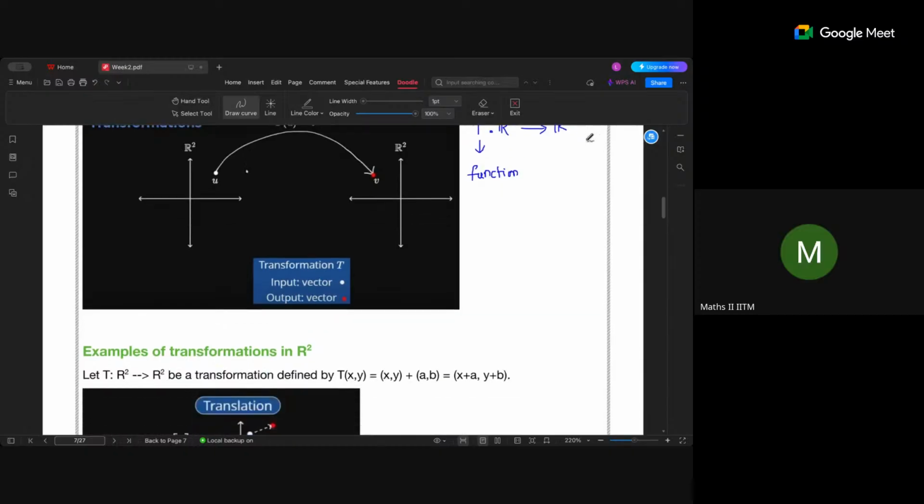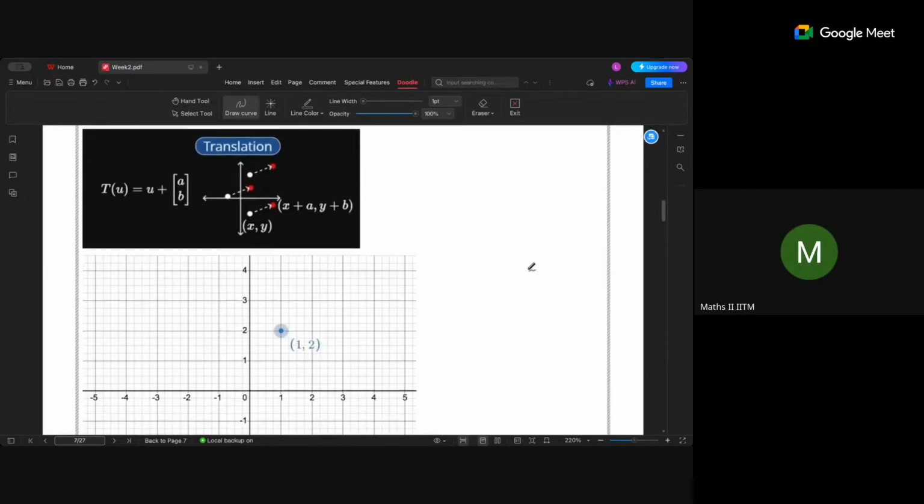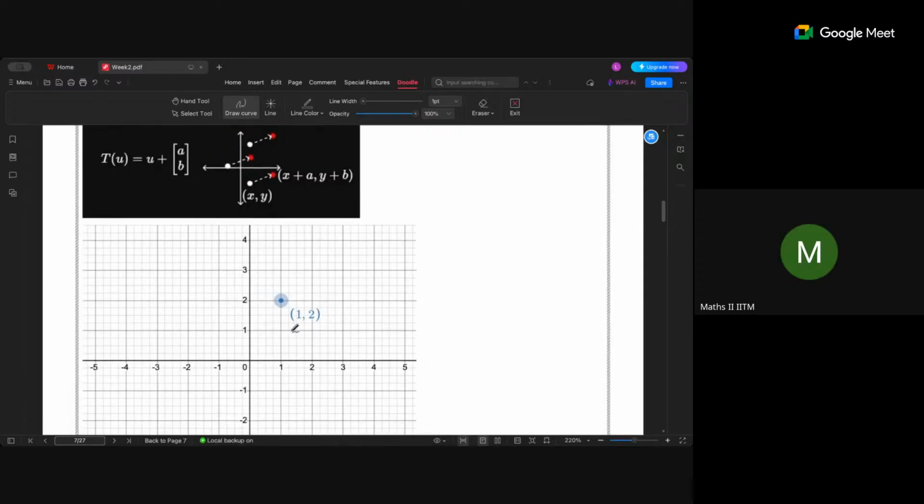Okay. So now what are some examples of transformations in R2? For example, you can take the translation. What is meant by translation? You take any vector u, and you translate it by a comma b. For example, suppose my a comma b is 1 comma 2. Then what happens to my 0 comma 0? My vector 0 comma 0 gets translated to 1 comma 2.